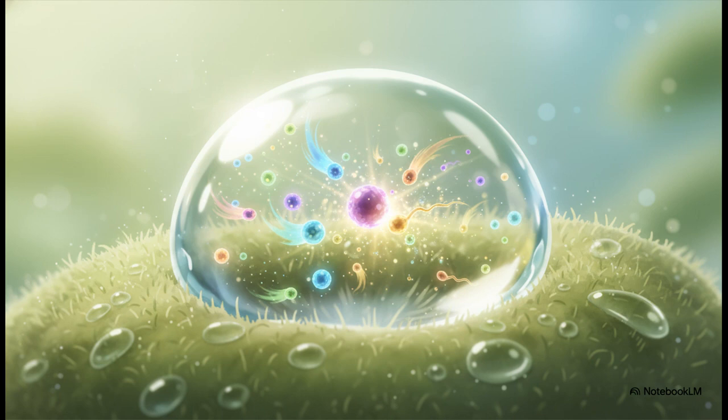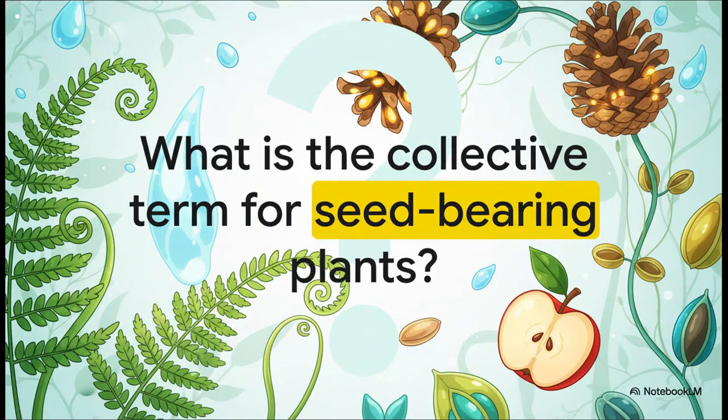Because neither of them have seeds, both mosses and ferns require a film of water so their male gametes can literally swim over to the female gametes. If they happen to be in a completely dry environment, there's simply no way for them to complete their life cycle. Let's do another one.